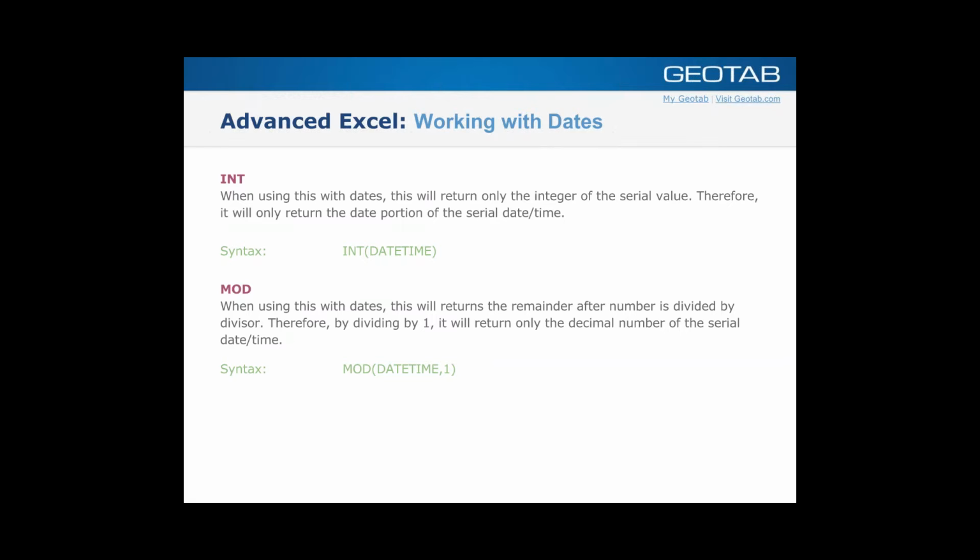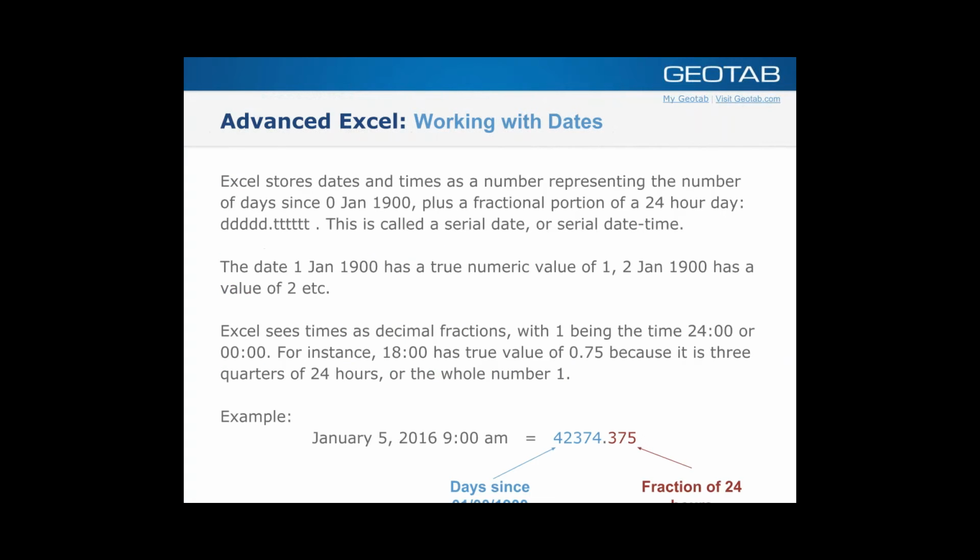So I would just do equals INT, choose the cell that has the date time in it, and then what it would result in, and I'll show you in a second, it would result in just the date portion of the number. So if we go back to this example here, if I were to apply the INT formula to this date, the number would actually just show 42374.000000, so there would be no time attached to it.